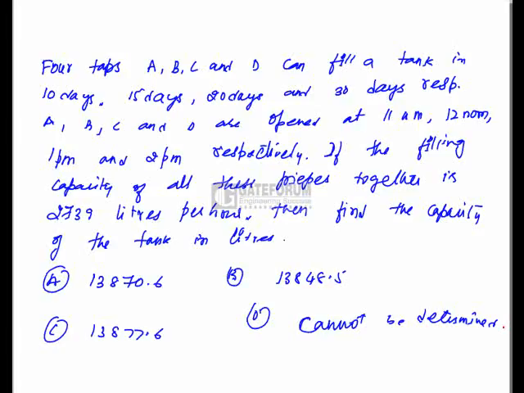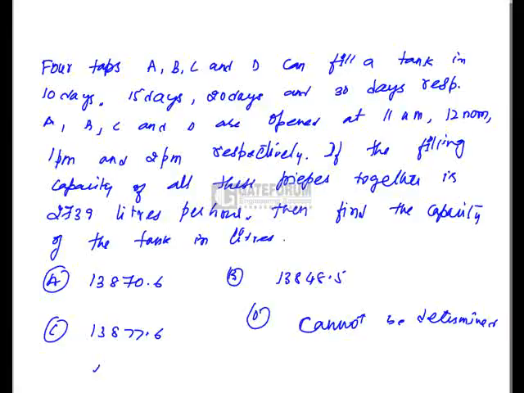Problem: it is given that 4 taps A, B, C and D can fill a tank in 10, 15, 20 and 30 days. A, B and C are opened at 11 a.m., 12 noon, 1 p.m. and 2 p.m. respectively. And the filling capacity is given as 2739 liters per hour. If all together are opened, then we have to find the capacity of the tank in liters.